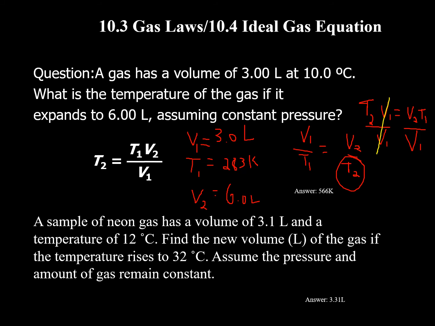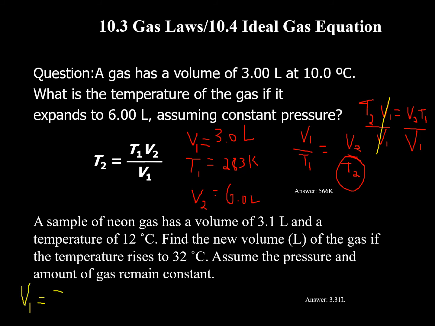For the next example, a sample of neon gas has a volume of 3.1 liters and a temperature of 12 degrees Celsius. Find the new volume of the gas if the temperature rises to 32 degrees Celsius. You can pause and give it a try.